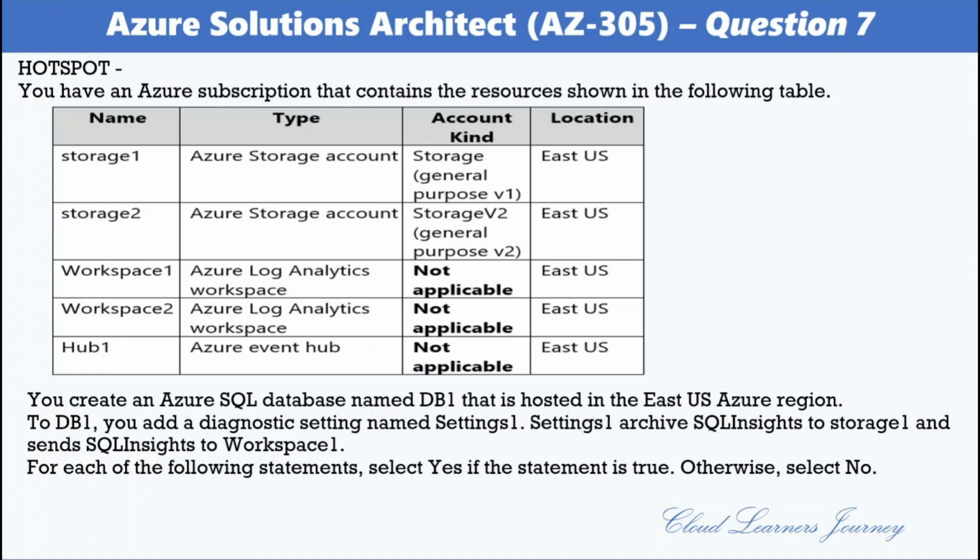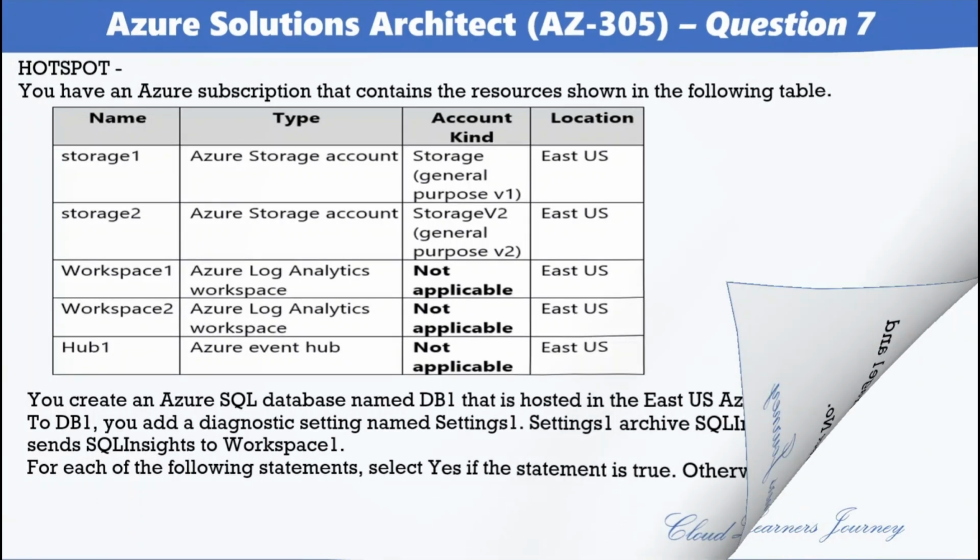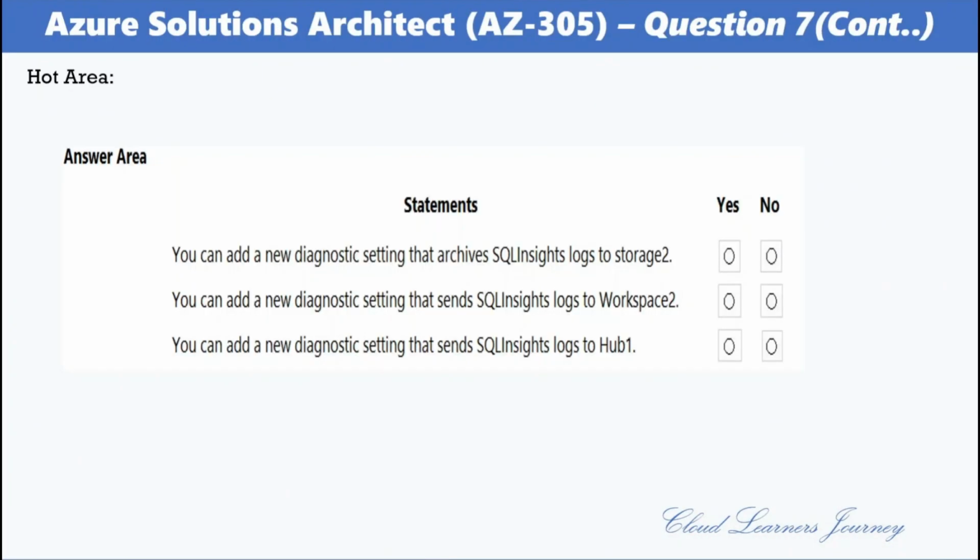You create an Azure SQL database named DB1 that is hosted in an East US Azure region. To DB1, you add a diagnostic setting named Settings1. Settings1 archives SQL insights to Storage1 and sends SQL insights to Workspace1. For each of the following statements, select yes if the statement is true, otherwise select no. The first statement: you can add a new diagnostic setting that archives SQL insights logs to Storage2, and the option is yes.